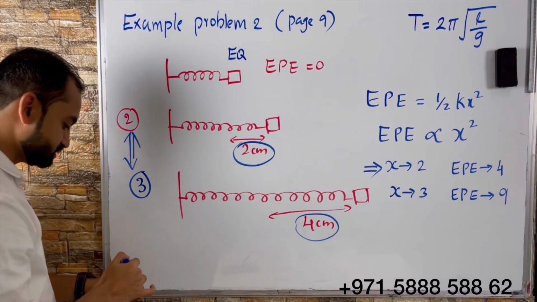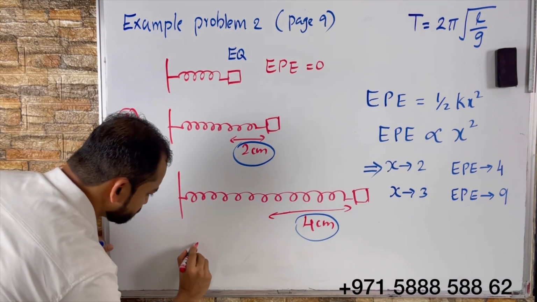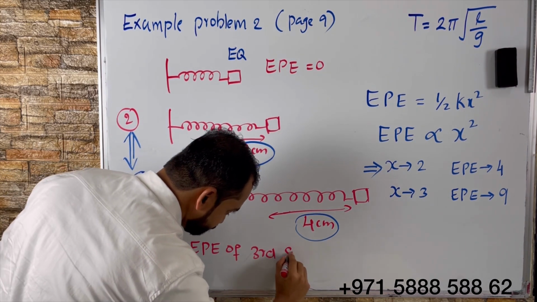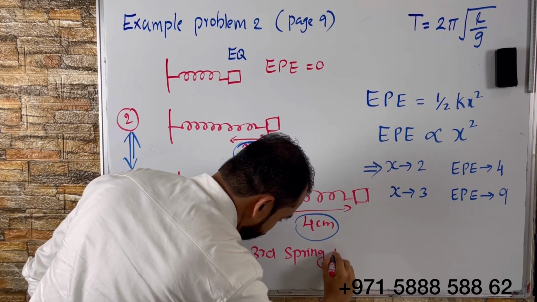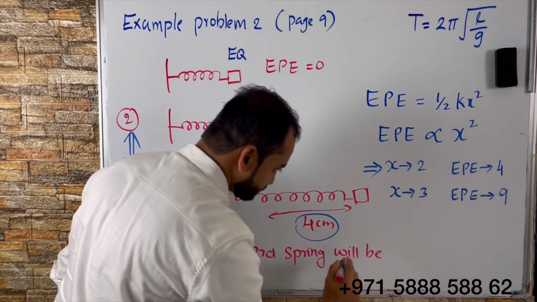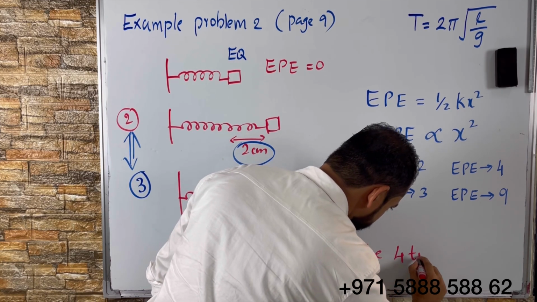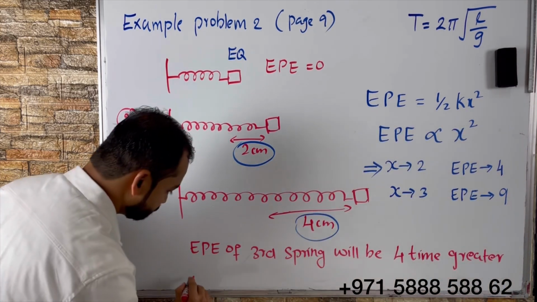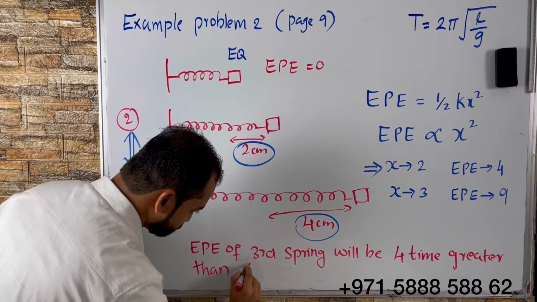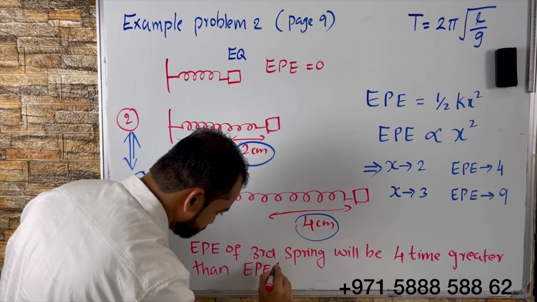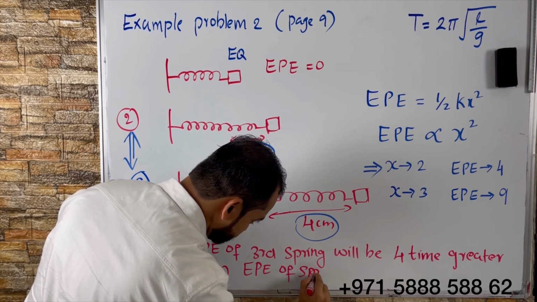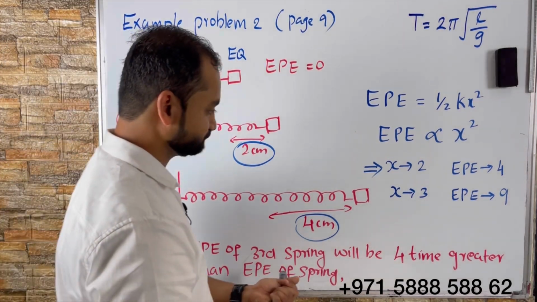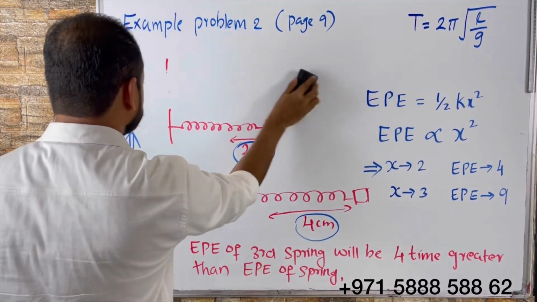So I will just write like that: the elastic potential energy of the third spring is 4 times greater than the elastic potential energy of spring 2. I am sorry if you are not able to see the bottom of the board. Okay, done.